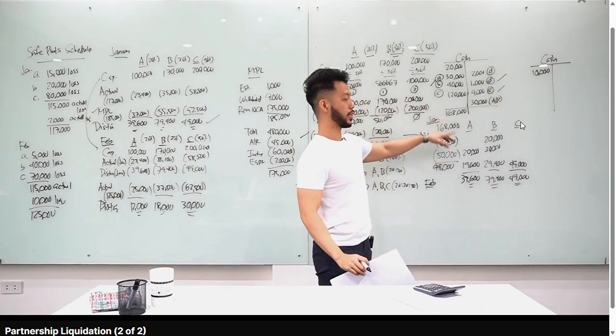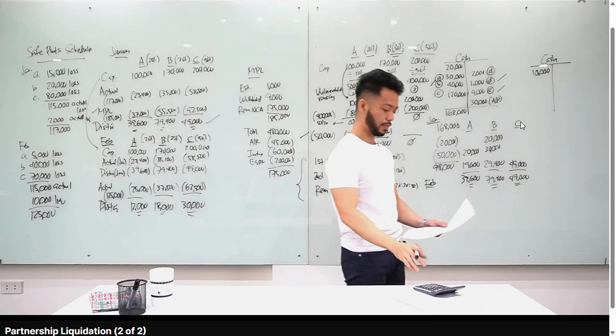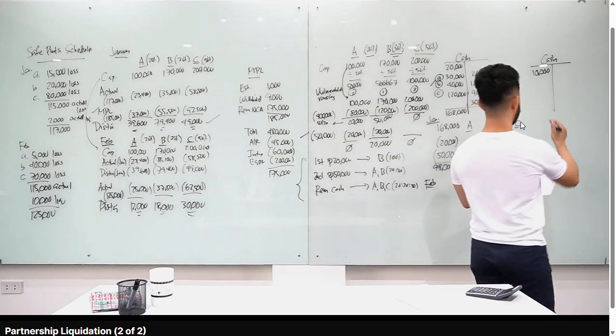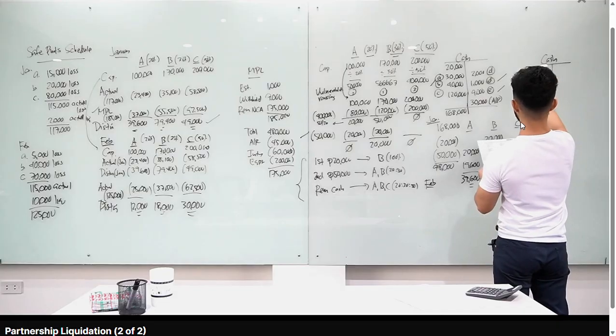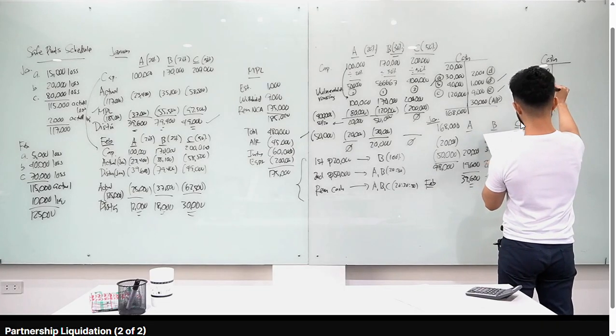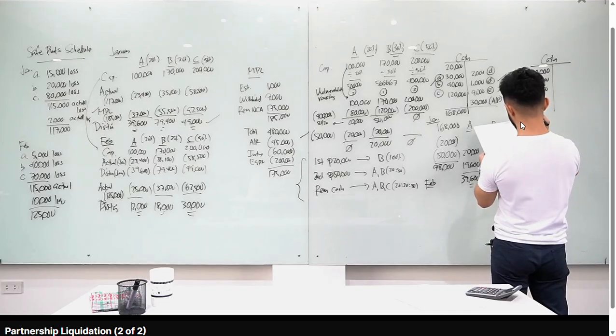Yung 168, hindi na kasi ibabayad mo na yung kay A, B, and C. Alright? So, tingnan natin, class. Let's go to Feb. 10,000 was collected on the remaining AR. Dito yun. Okay? 10,000. Letter B, the other half of the inventory was sold for 20,000 plus 20. And then, the remaining items was sold for 30,000.